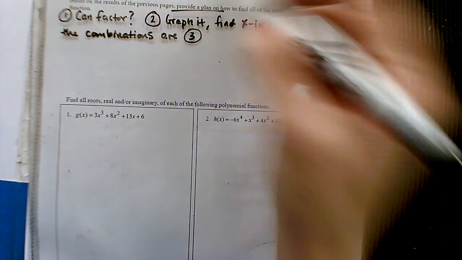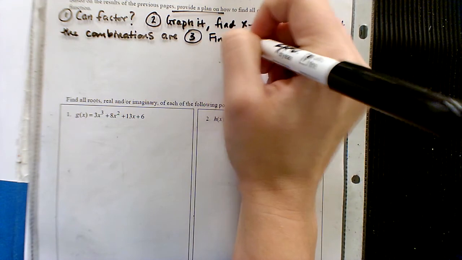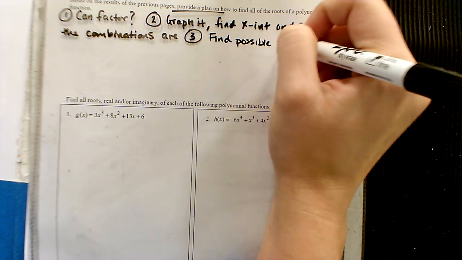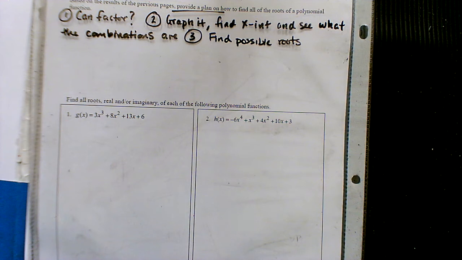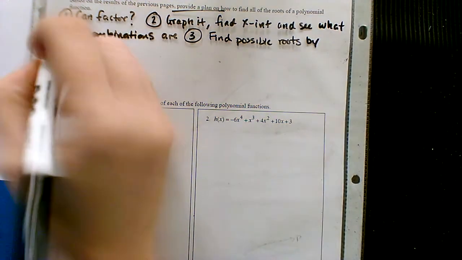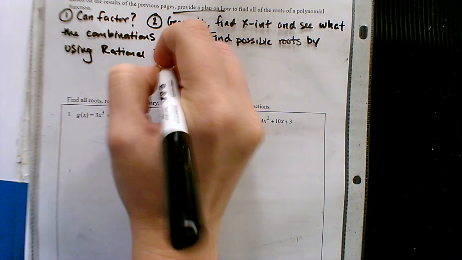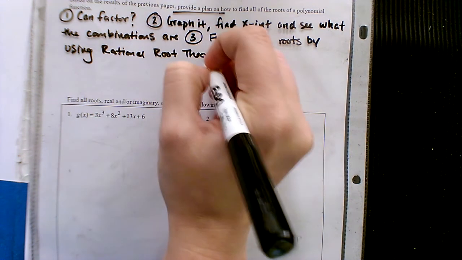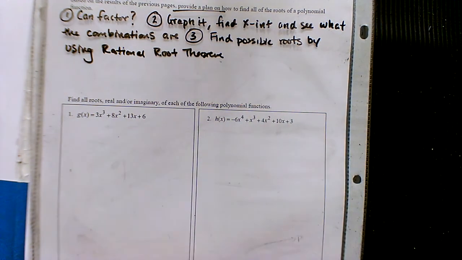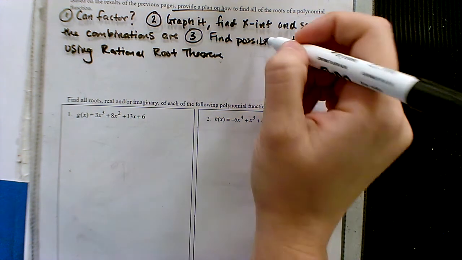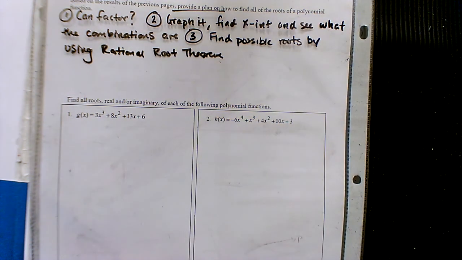Good enough? Find the possible roots. Okay. Find possible roots. We're going to develop that list. Sometimes it's small, sometimes it's long. Okay, find possible roots by using the rational root theorem. Okay, that's with all the plus and minuses. Once we develop our list, how can we see if one of those possibilities is actually a root or not? How can we test it?